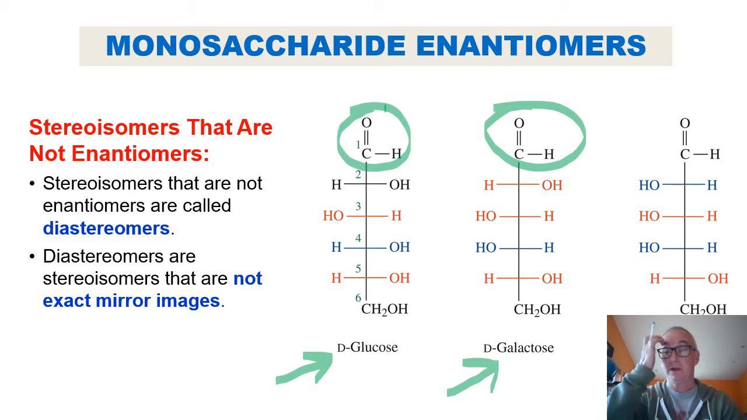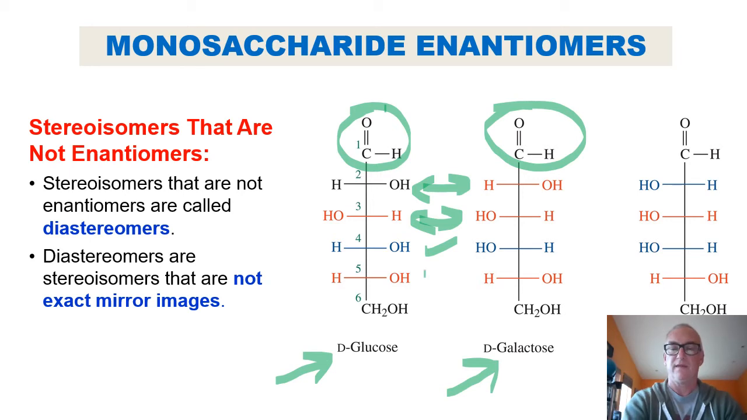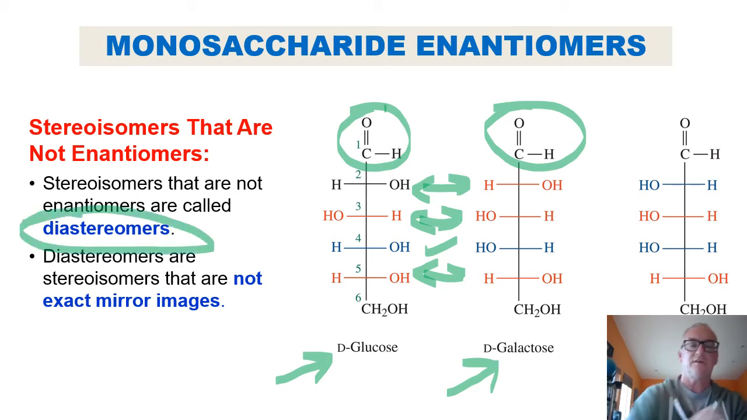But when we look at the arrangement of the groups on the four chiral carbons, we can see that they are not mirror images of each other. Those are not mirror images, those are not mirror images. These are, and these are not. So we can't superimpose them. They have exactly the same chemical structure, the same atoms arranged in slightly different ways in three-dimensional space. So we call those diastereomers. They are not exact mirror images of each other.